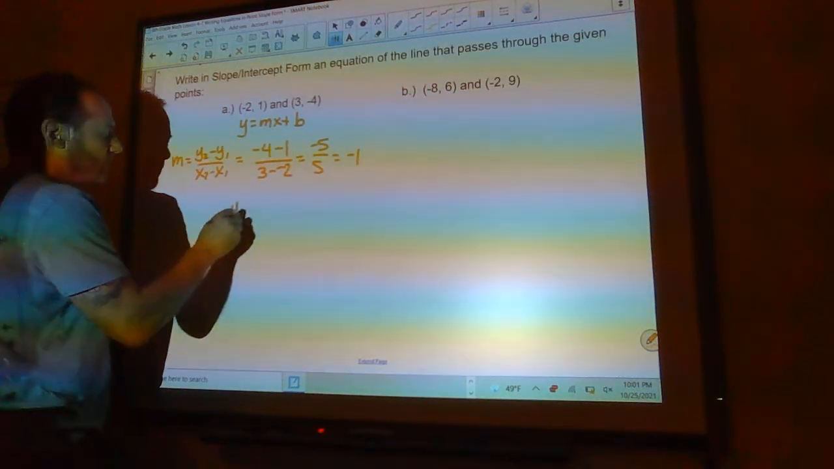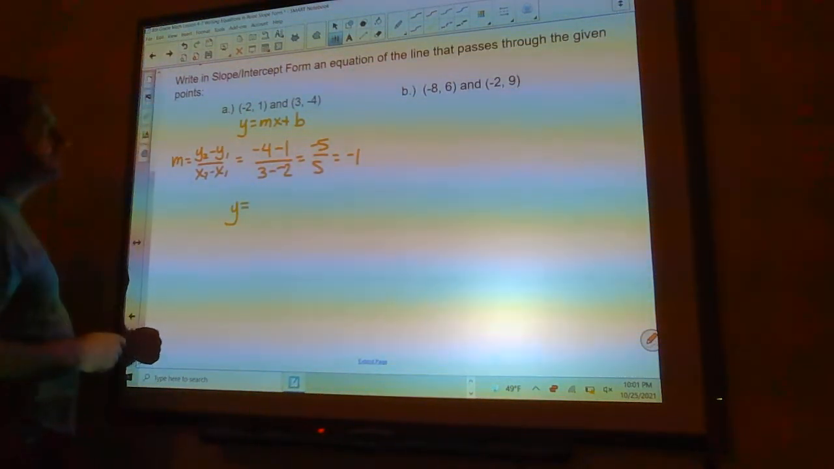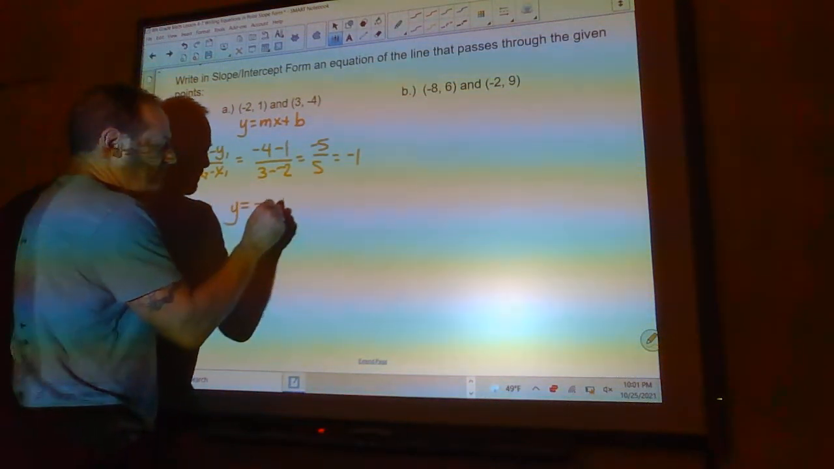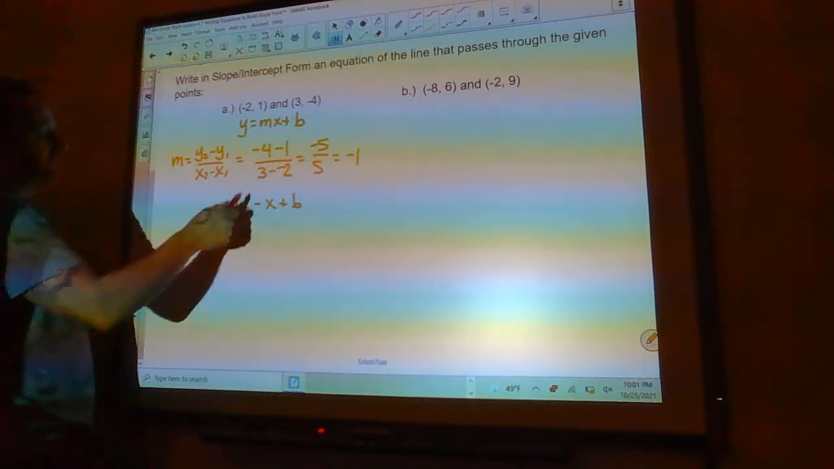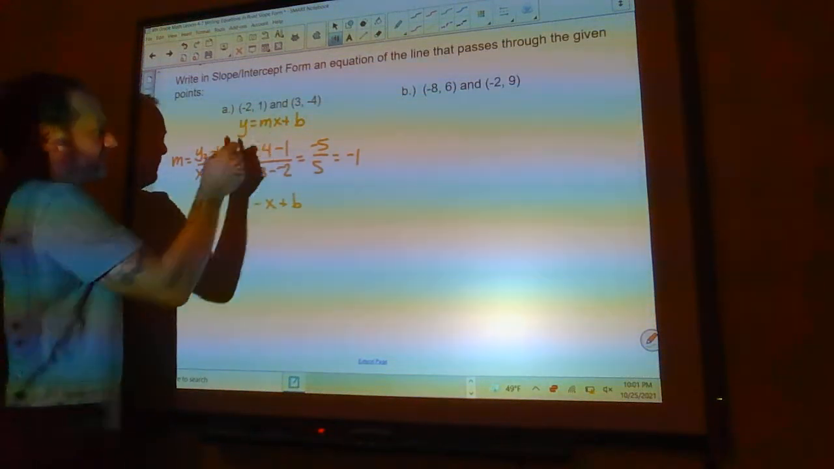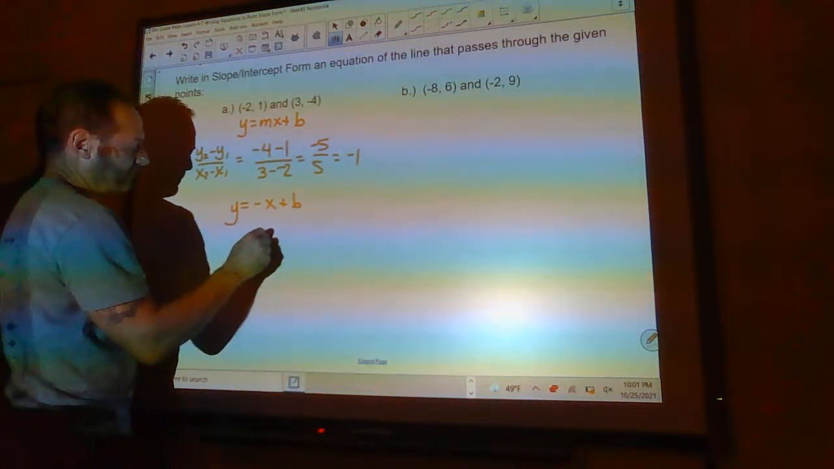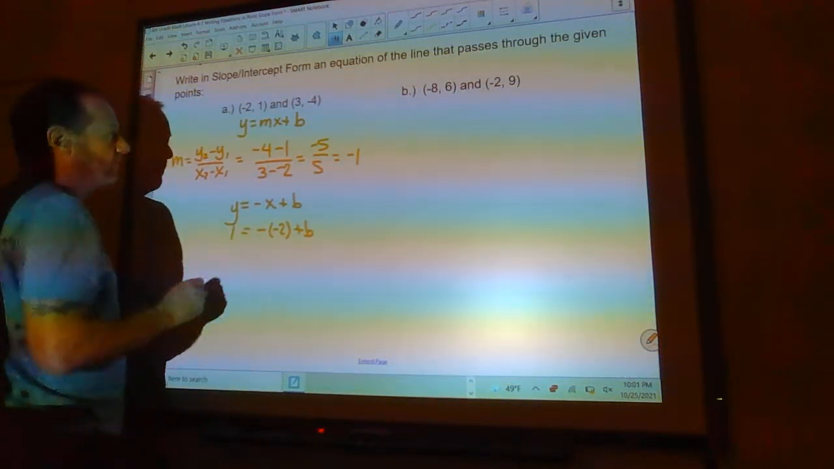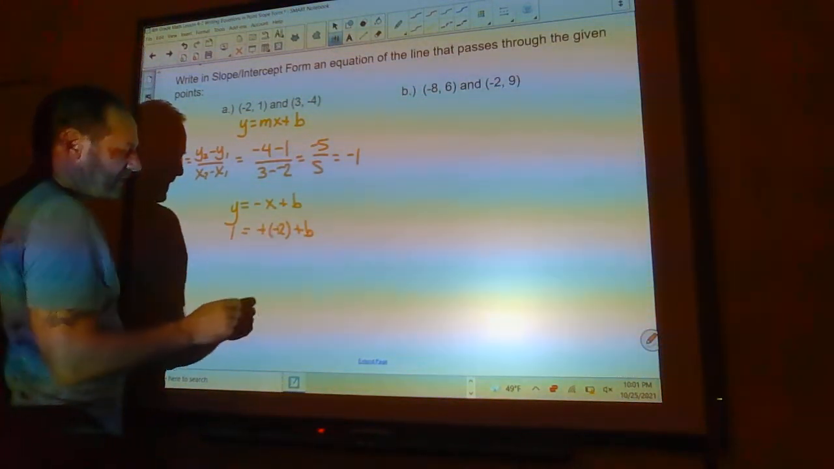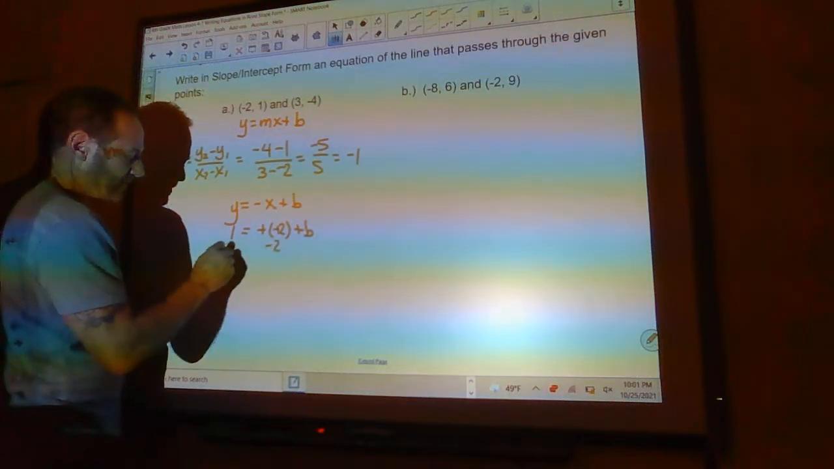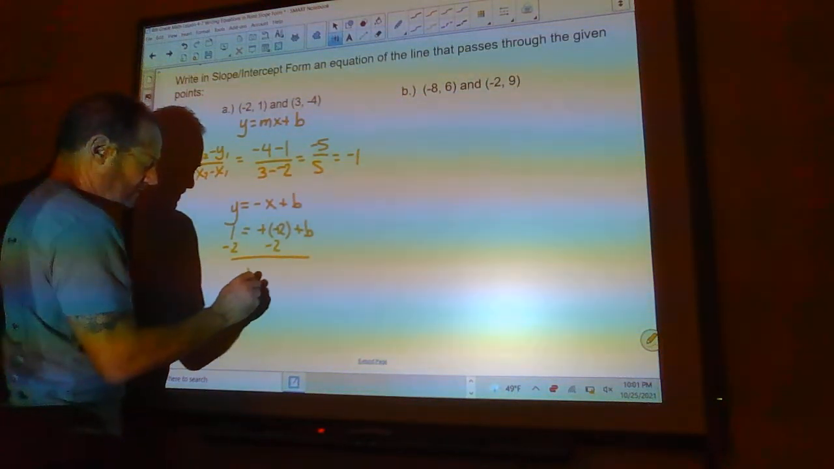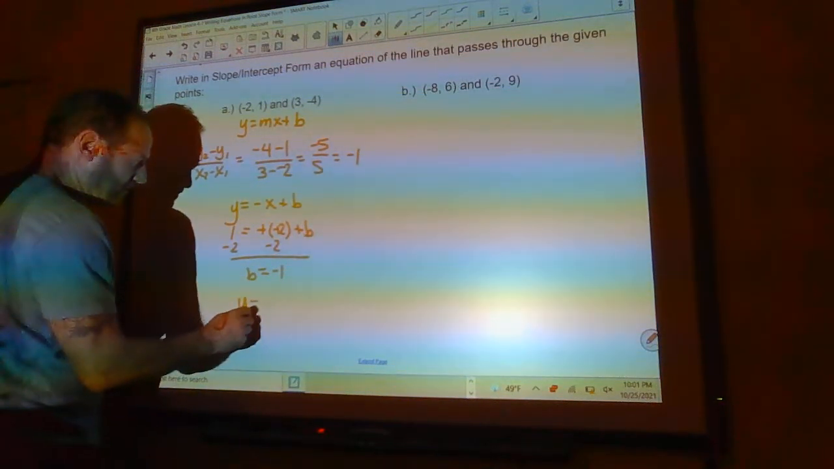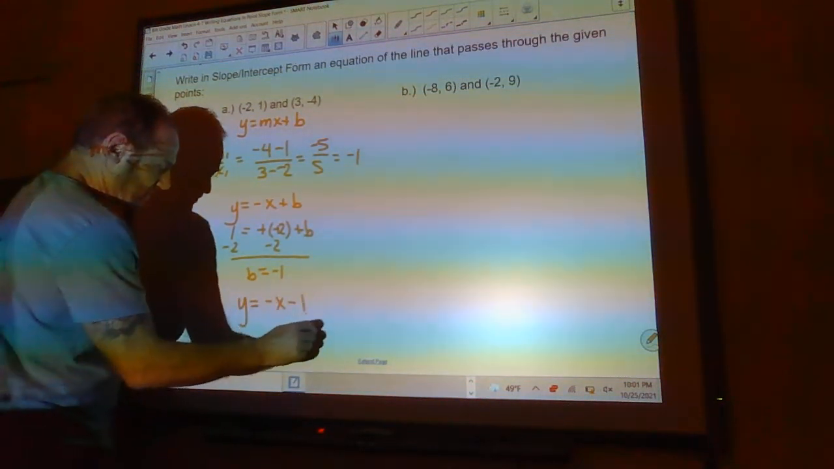So y is going to equal -1, which is just -x plus b. So then I've just got to pick an x and a y. So let's just do this one. My x would be -2, so it would be -2 plus b equals 1. Those cancel. I'm going to subtract 2 from both sides. B is going to be -1. So y will equal -x minus 1.